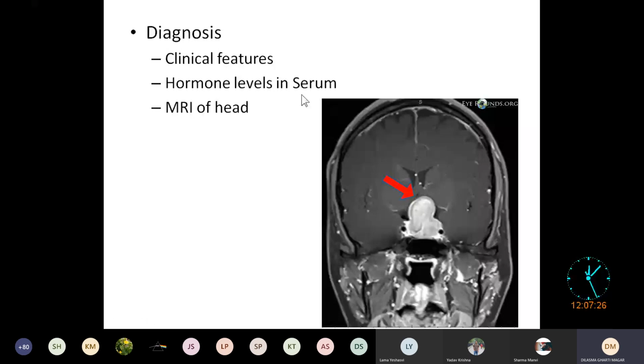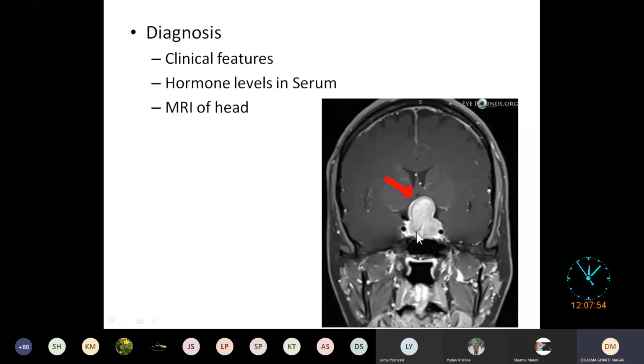And sometimes we can do an MRI of the head. If we do the MRI of the head, we can see the tumor. So now here you can see the MRI head. At the center, with the red arrow, you can see a large pituitary gland, isn't it so? It is an enlarged pituitary gland. So there is an adenoma, this is because of the pituitary adenoma.